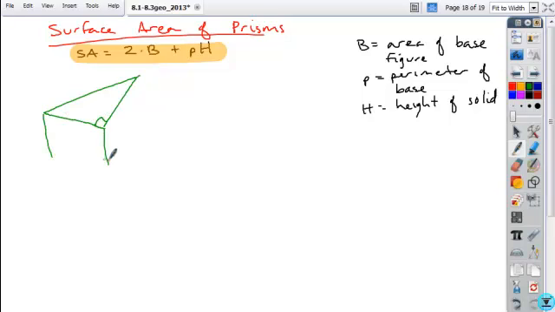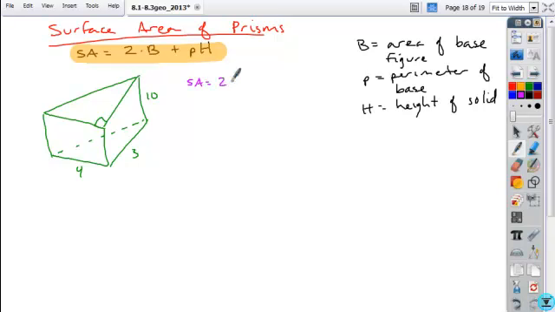Okay, so let's take an example of this. If we take a prism that has a right triangle as its base with the following measures. Question. All right, so if we're looking to find the surface area of this triangular prism, what we would do is we would begin with our surface area formula.